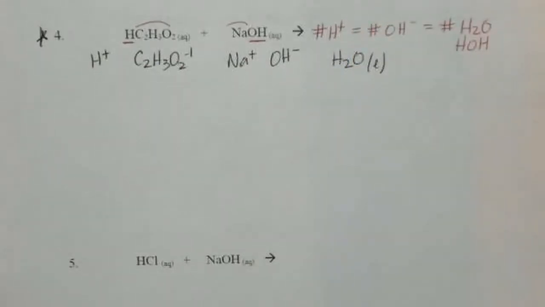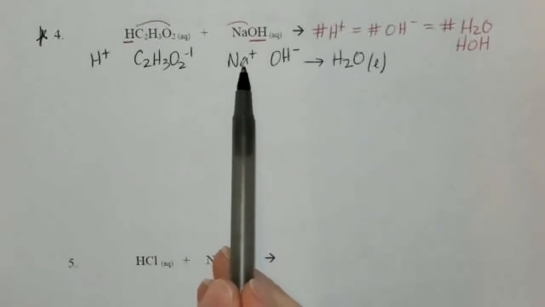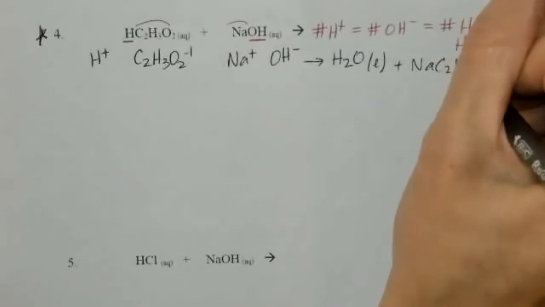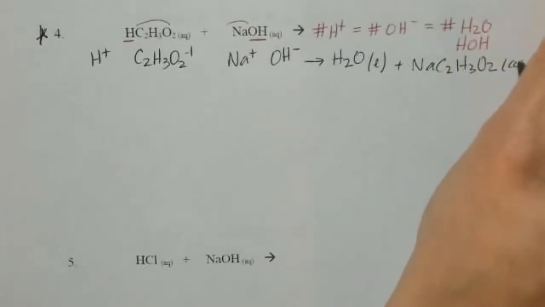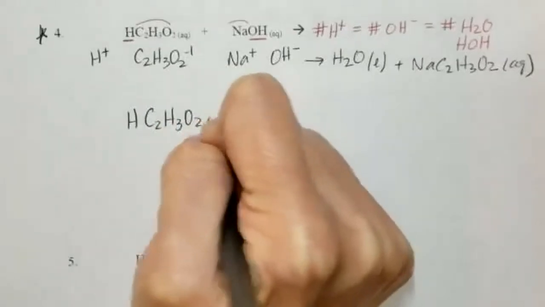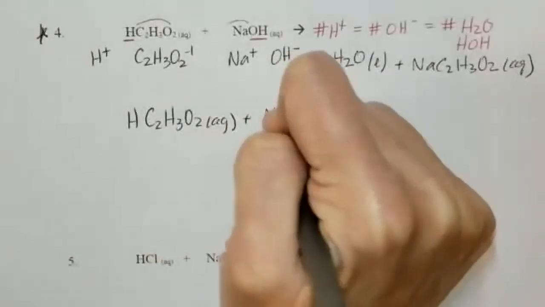Water is marked L for liquid, not aqueous, because it doesn't dissolve in water, right? Water is water. Aqueous is something that dissolves in water, for an ionic compound. So water just gets marked liquid. And then the other compound we would have here is the sodium and the acetate. +1 -1 cancels out, so we would have NaC2H3O2. And that one, we would check our solubility rules. But like we talked about, sodium is always soluble, no matter what, so we put aqueous there. So for this particular reaction, it's actually already done. We'd have our HC2H3O2 reacting with our NaOH.